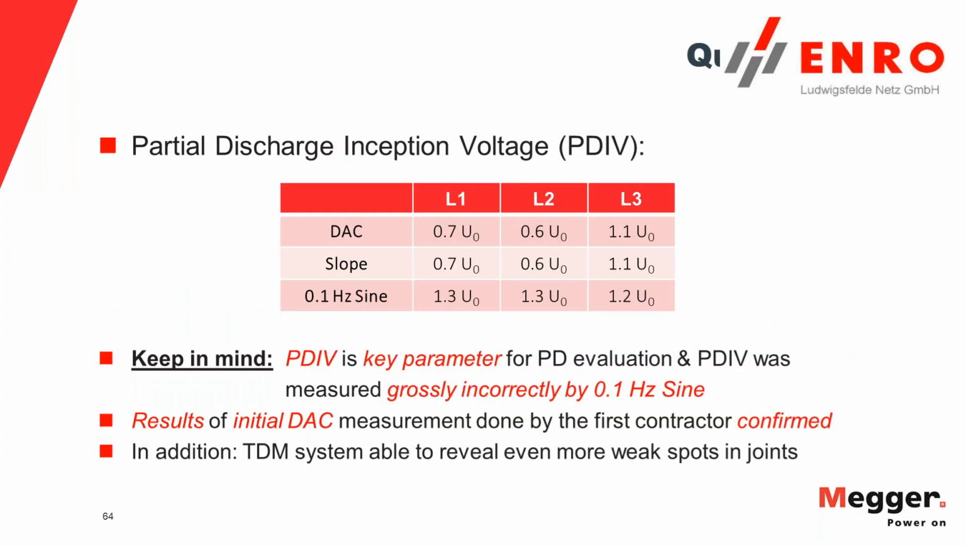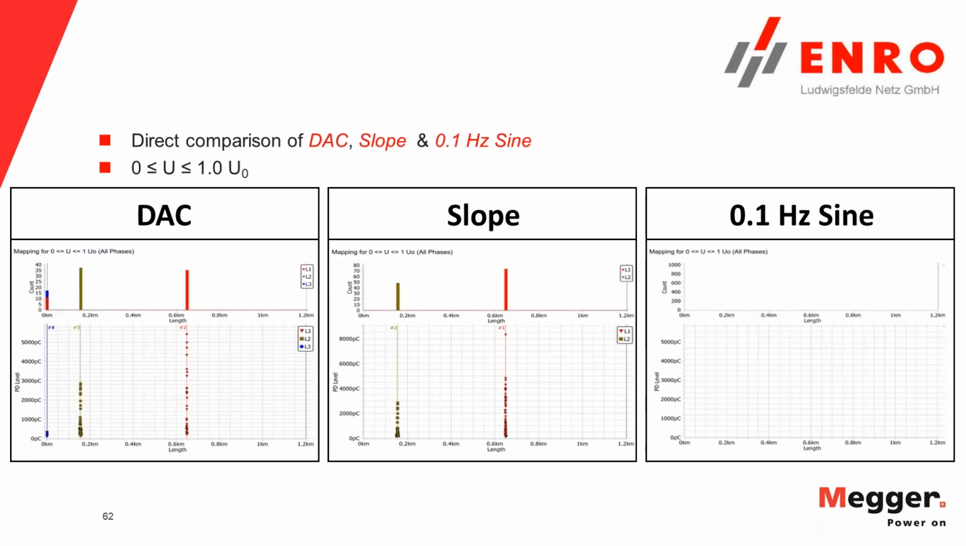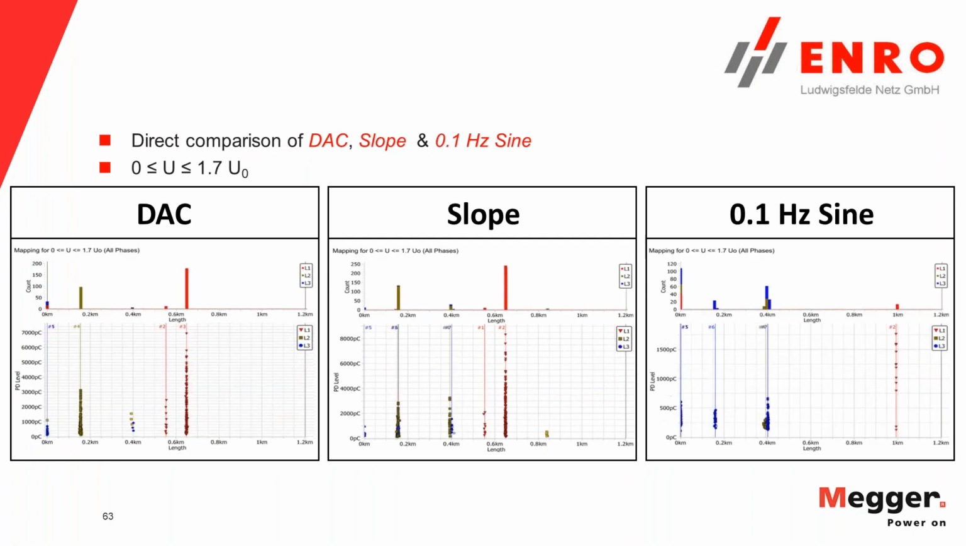And here again is the inception voltage as a comparison. So keep in mind, again, this is why I spelled it out like this. The IV is the critical parameter aside from judging the criticality at U0, okay? Because partial discharge at U0 means it's always there. And then you have a big problem.